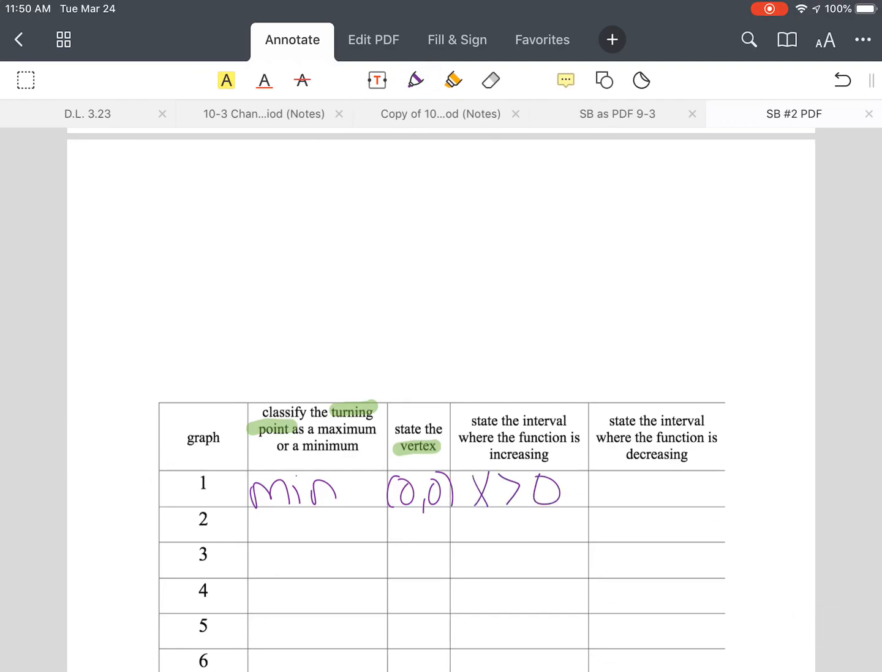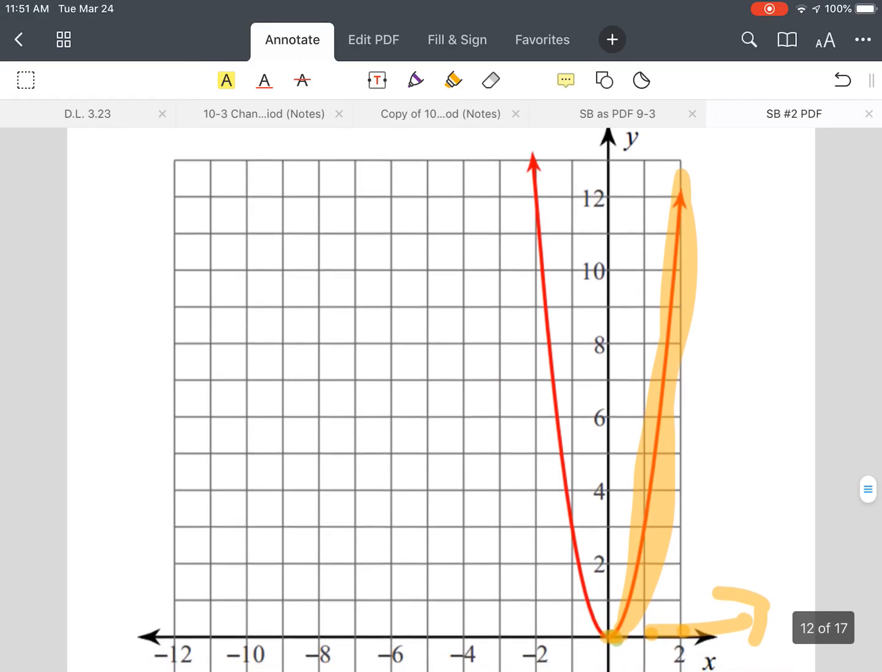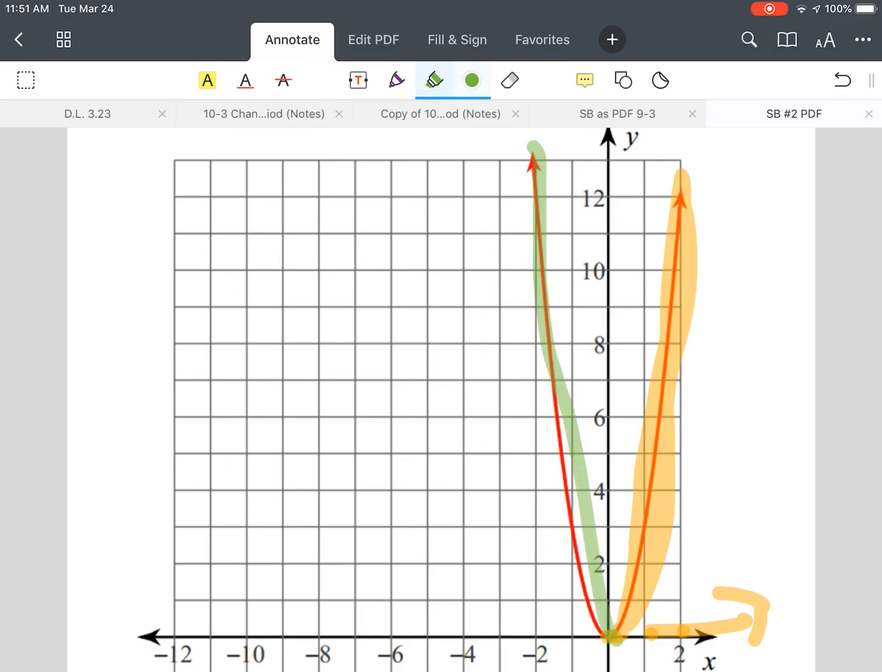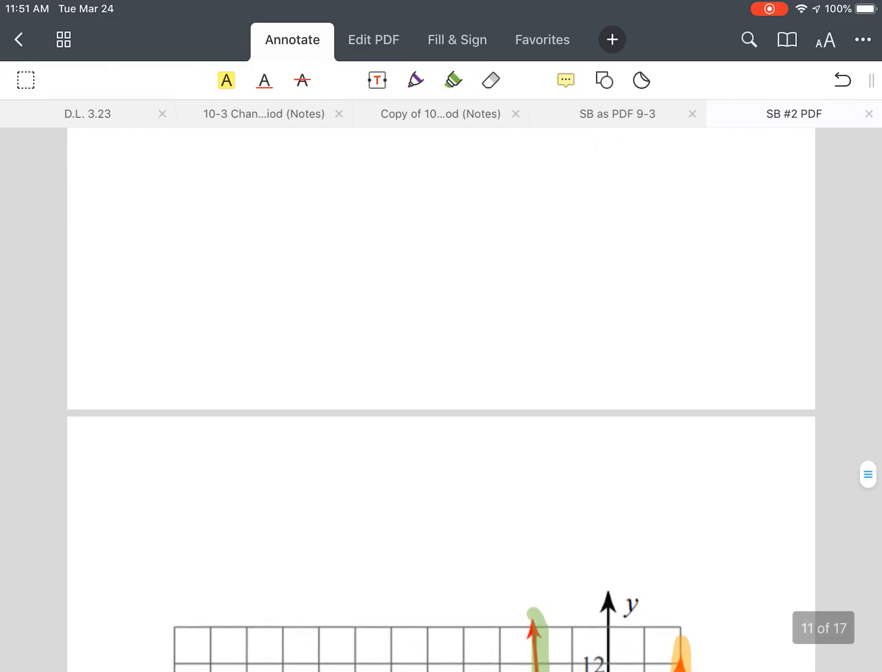Okay, and now where is it decreasing? Well, let's look. It is decreasing in this section. I'm going to highlight it in green. It's decreasing here. So what are the x values? Well, it's decreasing at -1, -2, -3, all the way up to 0. So it's decreasing when x is less than 0.